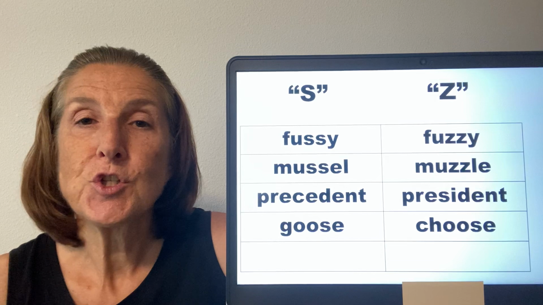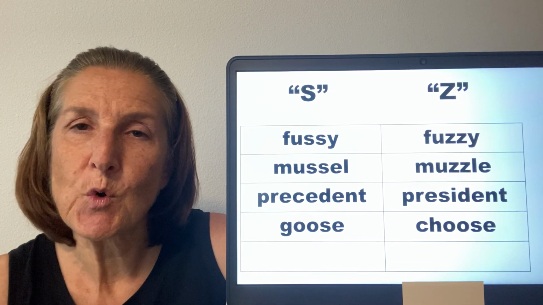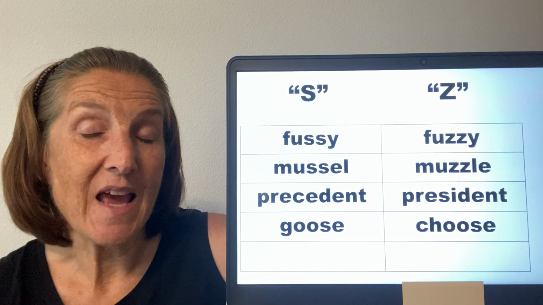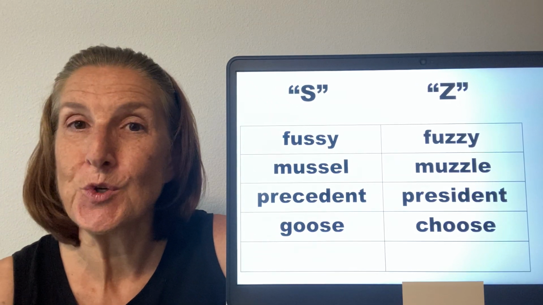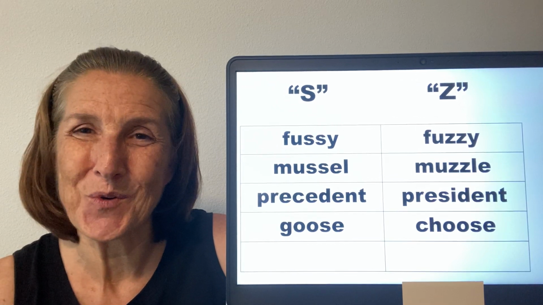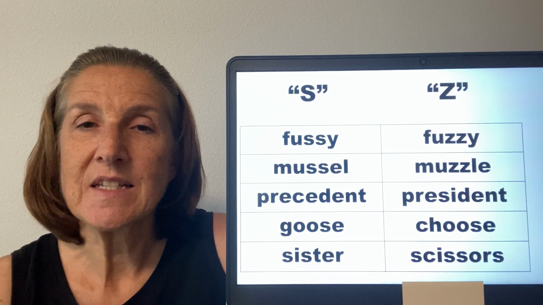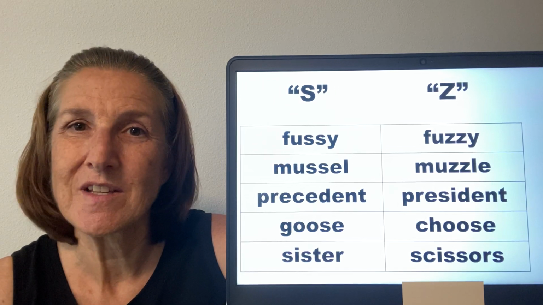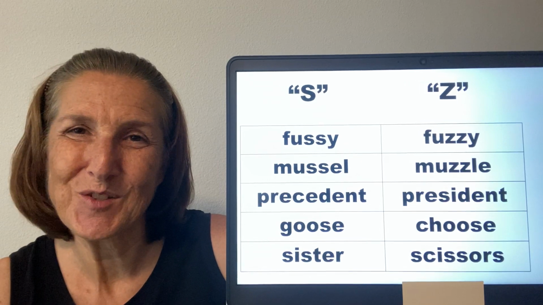Goose, choose. Now these words both have the same last four letters, the O-O-S-E. So one has the S sound, goose. The other has the Z sound, choose. So sometimes it's very hard to know which sound a word is going to have. And then we also have sister and scissors. Sister with two of the S sounds, and scissors with an S and two Z sounds.